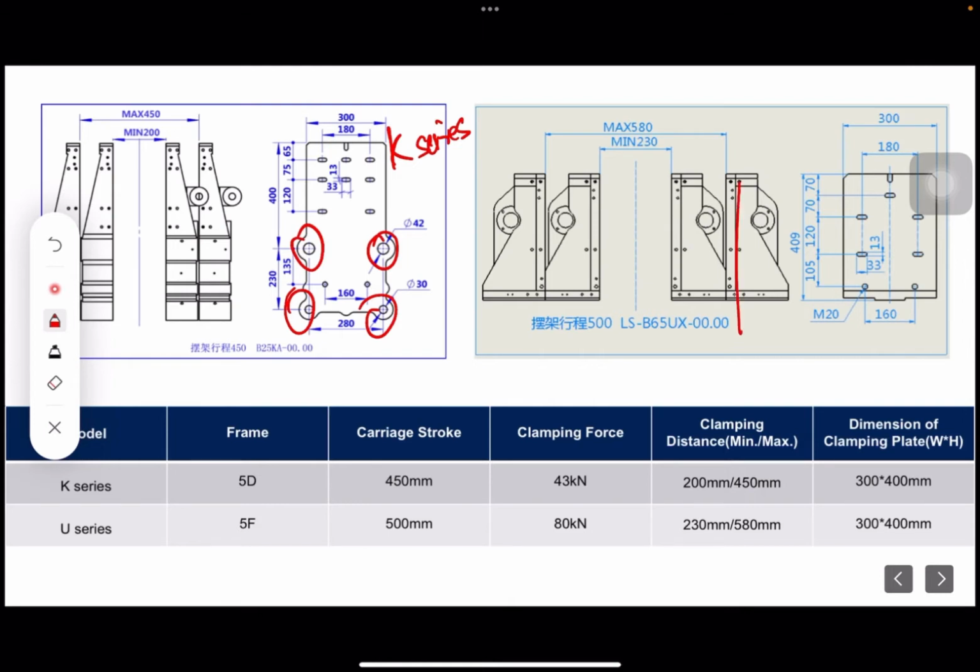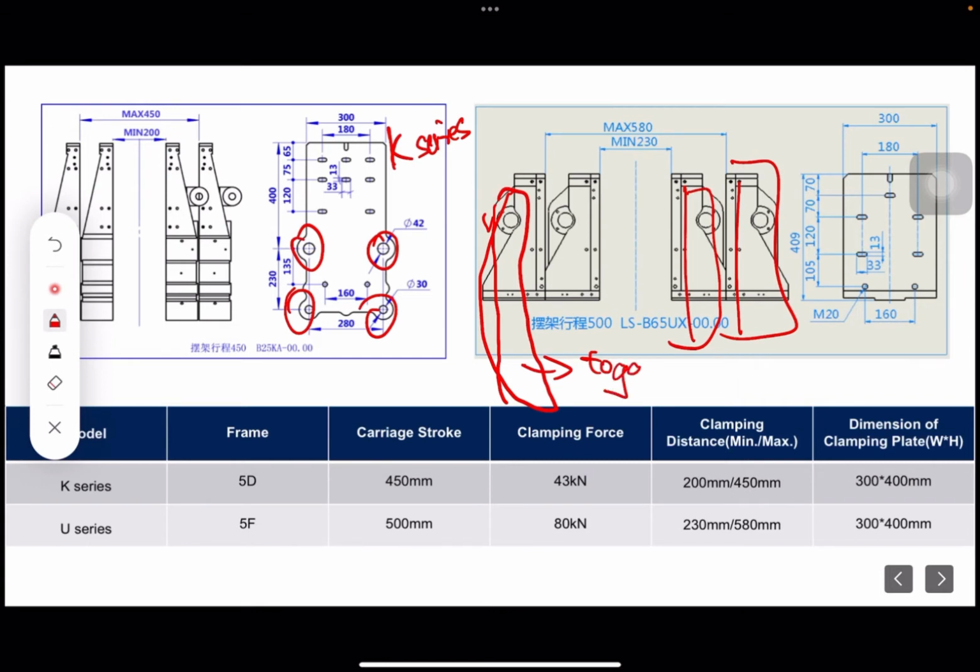And here we go to the right. You can see here, actually, it's longer, such as here, this type. It is toggle system. Toggle clamping system. So it's U series, a new clamping system.